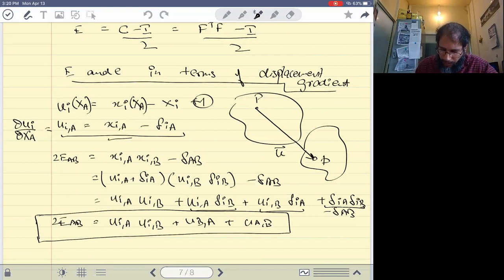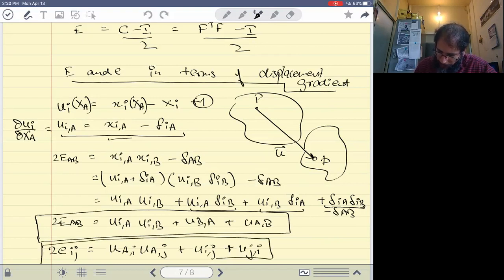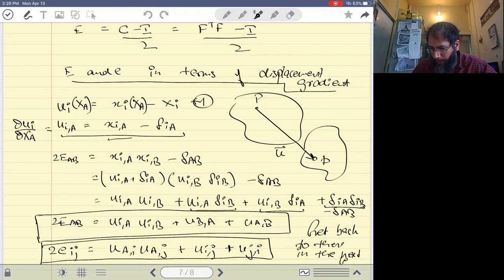Similarly, we can also write our Eulerian finite strain tensor, that is twice of e ij, as u a comma i, u a comma j plus u i comma j plus u j comma i. We'll get back to these in the next lecture.